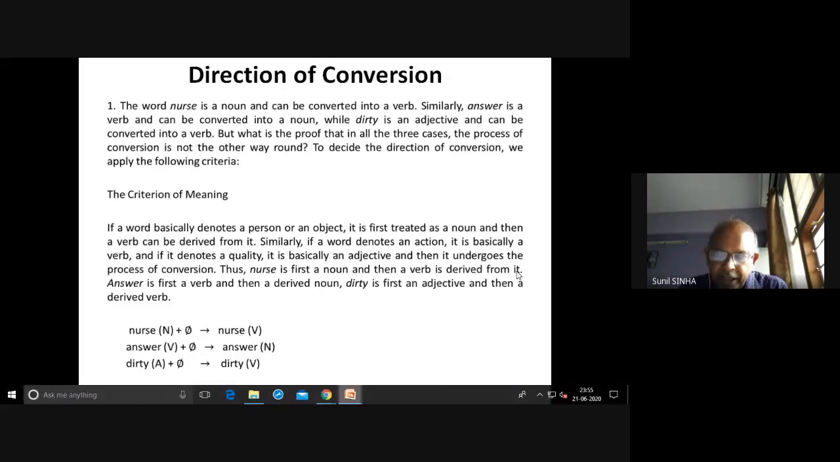And therefore anything that has to be derived from nurse will be derived from noun. Or if a noun has to be derived from answer, it will be derived from verb, because basically answer is a verb.